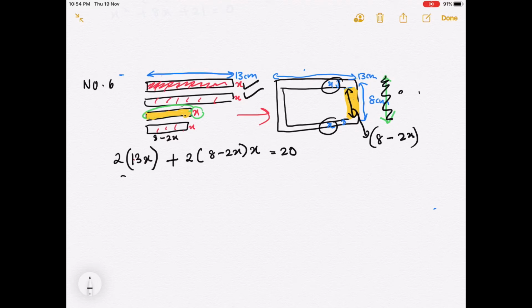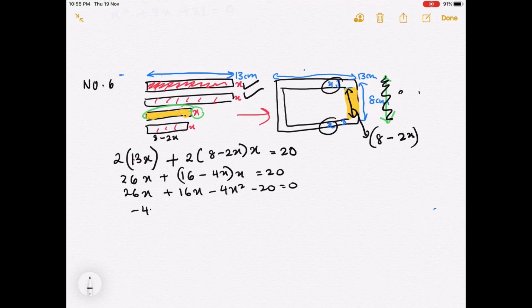So 13 darab 2, 26x tambah 8 darab 2, 16 tolak 4x, darab x sama dengan 20. So expand 26x tambah 16x tolak 4x kuasa 2 tolak 20 sama dengan 0. So dapat negatif 4x kuasa 2 tambah 42x tolak 20 sama dengan 0. Okay, cikgu bagi x square ni positif. So bawa semua ke sebelah kanan. Okay, so boleh kecilkan, bahagi dengan 2. Semua bahagi dengan 2.